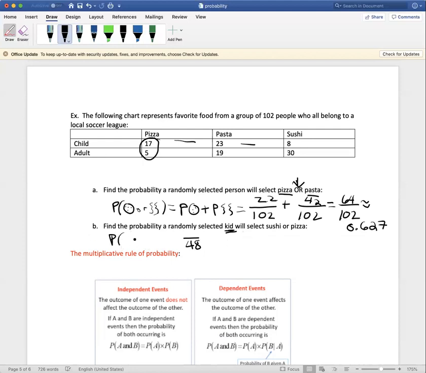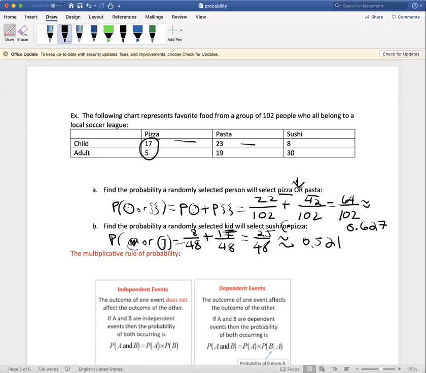So the probability of sushi, I'll draw a little sushi roll here, or pizza, let me draw a little pizza, equals, well, the probability that a kid likes sushi, is 8 out of 48, plus the probability that a kid likes pizza. And again, remember that these two are mutually exclusive. That gives us 17 out of 48. That gives us a total of 25 out of 48. And again, rounded to 3 decimal places, 25 divided by 48 gives us 0.521.